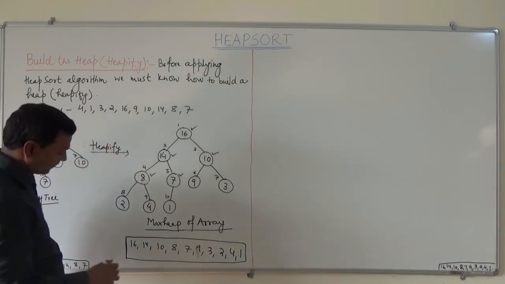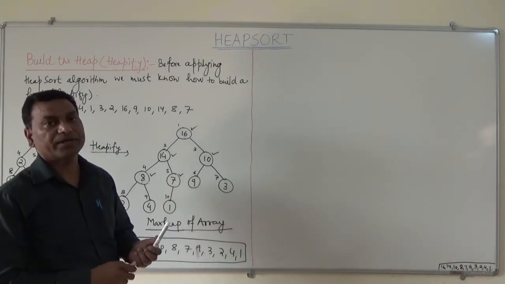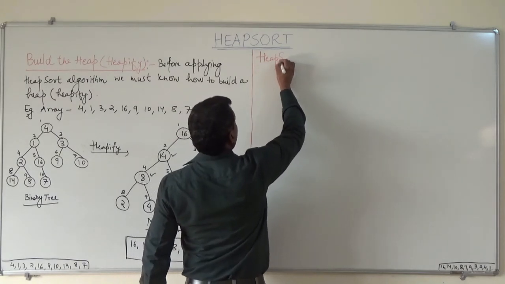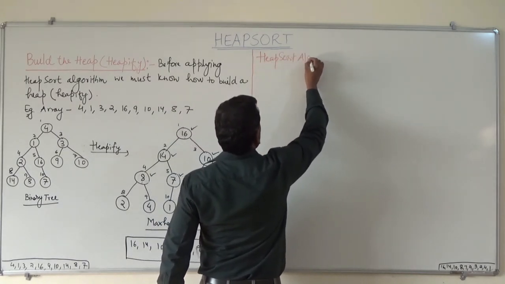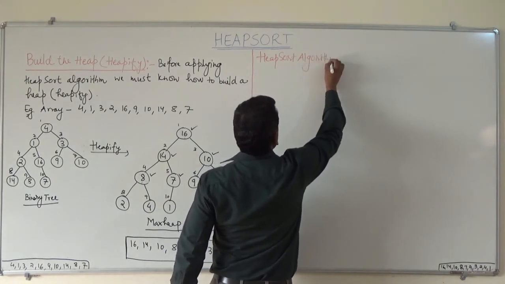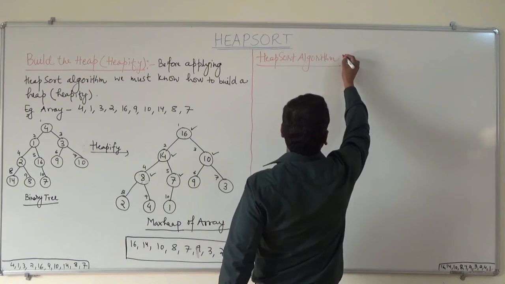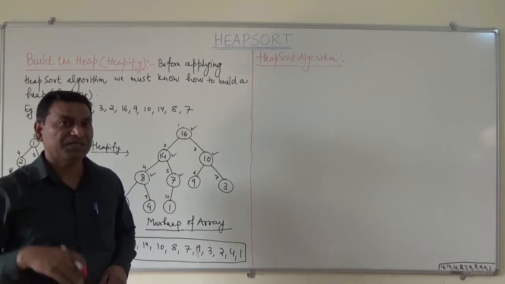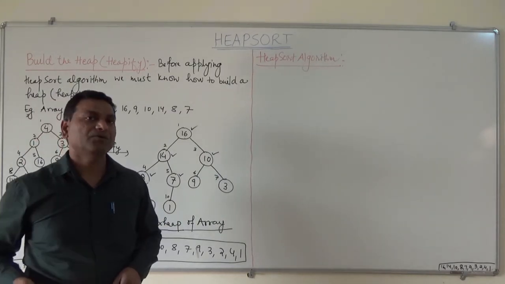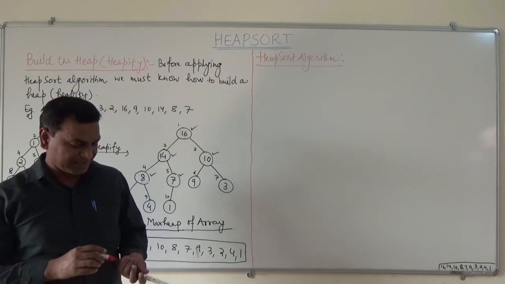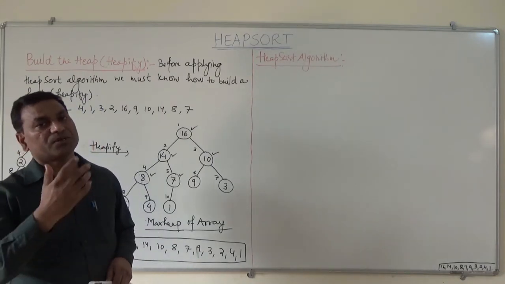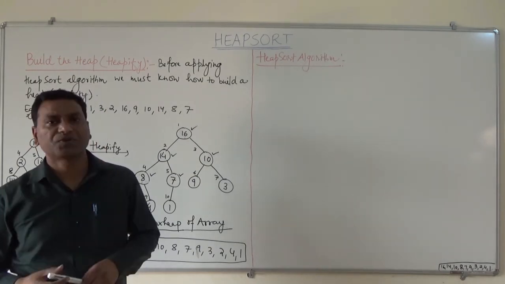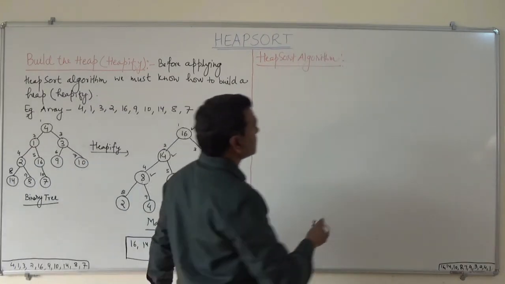Now we will see the heap sort algorithm. This is a very important part of heap sort, because ultimately we have to sort the array by using the heap sort algorithm. This contains basically 4 steps, and this heap sort algorithm is very important because the priority queue uses this heap sort algorithm. So it contains normally 4 steps.